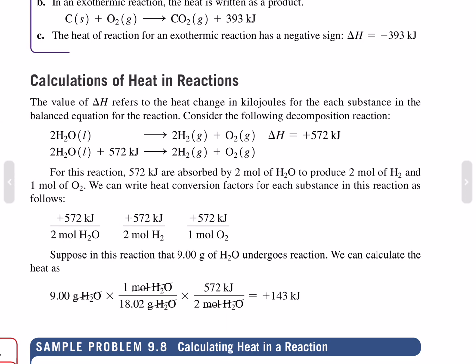Suppose in this reaction that 9 grams of water undergoes this reaction. We can calculate the heat as there's 9 grams of water and there's 18 grams of water in a mole, so the grams cancel, and there's 572 kilojoules for every 2 moles of water. That means that 9 grams of water require 143 kilojoules of energy.